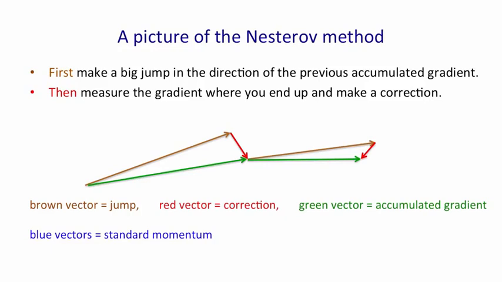Now if you compare that with the standard momentum method, the standard momentum method starts with an accumulated gradient that's like that initial brown vector, but then it measures the gradient where it is. So it measures the gradient at its current location, and it adds that to the brown vector so that it makes a jump like this big blue vector. That's just the brown vector plus the current gradient. It turns out, if you're going to gamble, it's much better to gamble and then make a correction than to make a correction and then gamble.